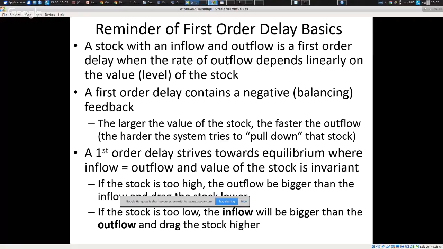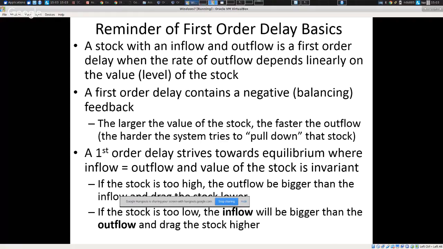So what's going to happen? If the outflow is smaller than the inflow, what's going to happen to the value of the stock? It's going to rise. And it's going to keep on rising until it reaches its equilibrium, at which point, what will be what? Inflow equals outflow.